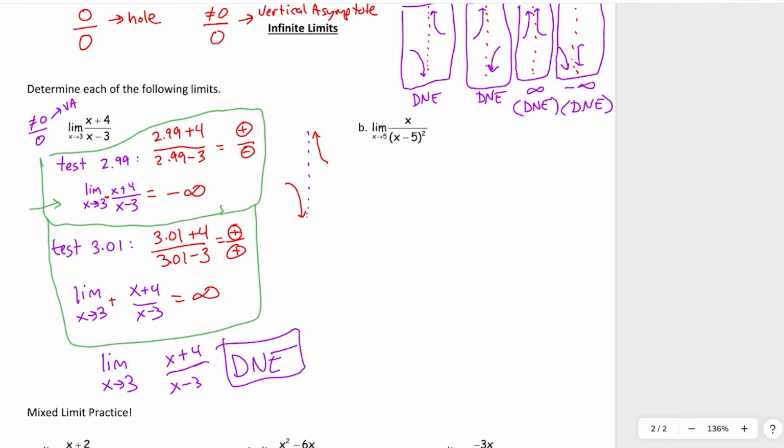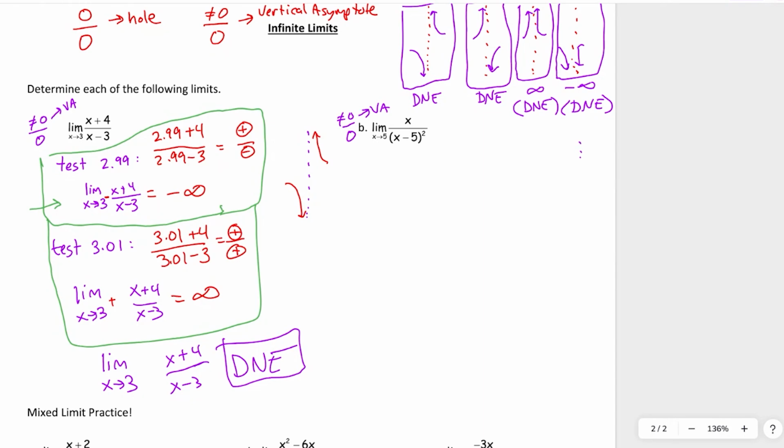Any questions about that one? All right, let's try to do the next one. If you tried direct substitution here, 5 is going to make the denominator 0, but it doesn't make the numerator 0, so we've got a vertical asymptote as opposed to a hole. You'll get a hole if it makes the numerator 0.